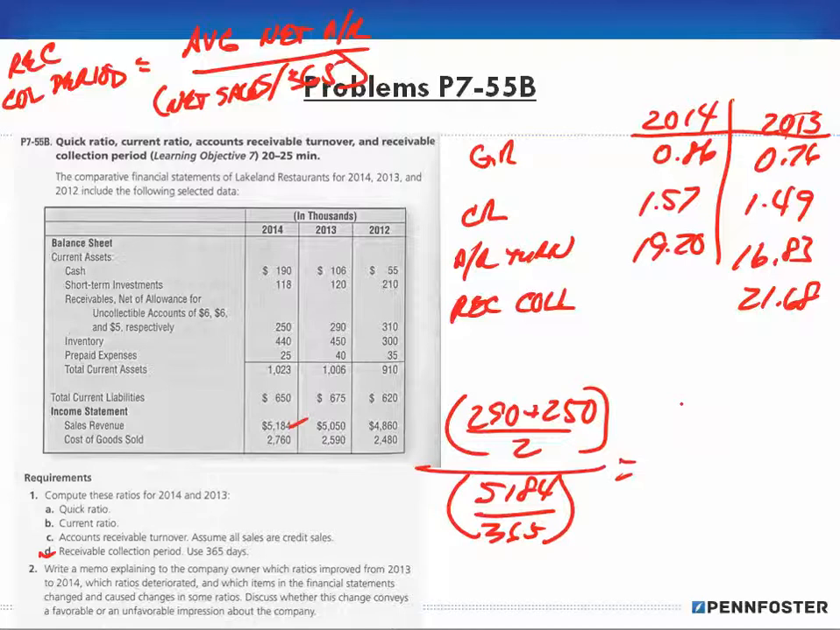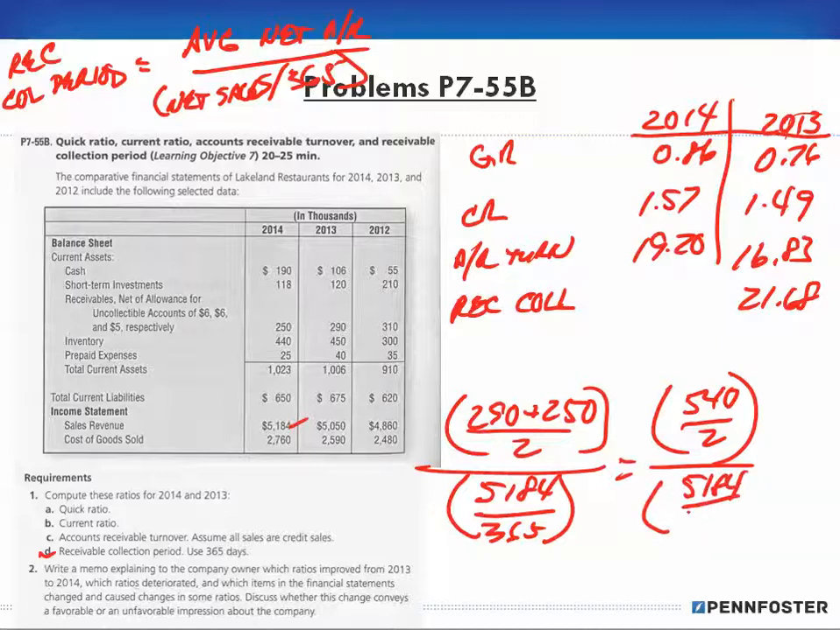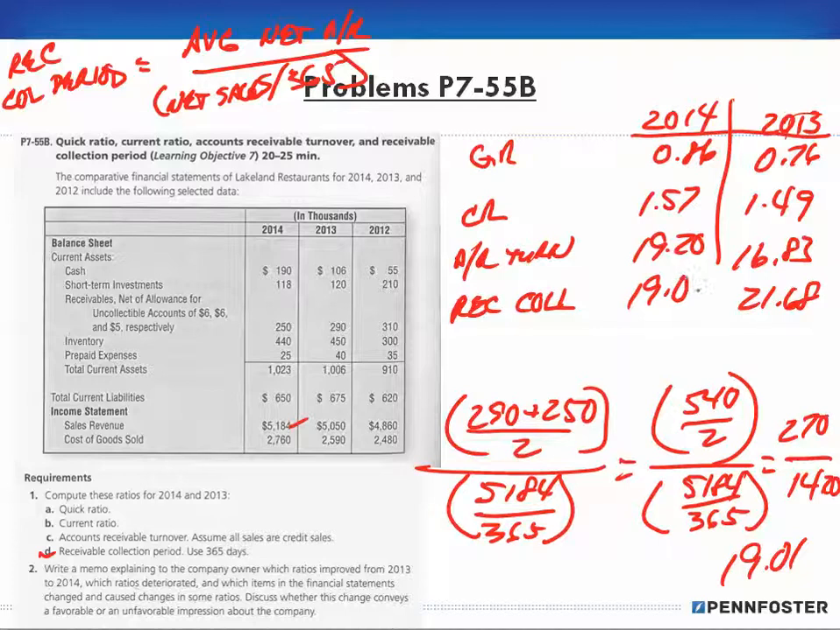So we've got 540 over 2, and that's over 5184 over 365. So 540 over 2 is 270. 5184 divided by 365 is 14.2. And then 270 divided by 14.2 gives me 1901. So our receivable collection period for 2014 is 1901.